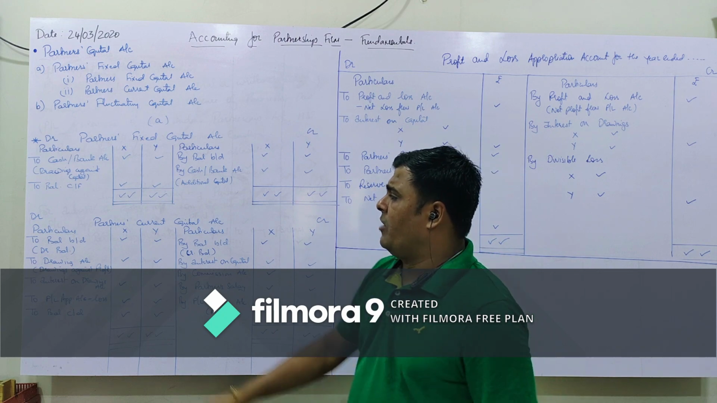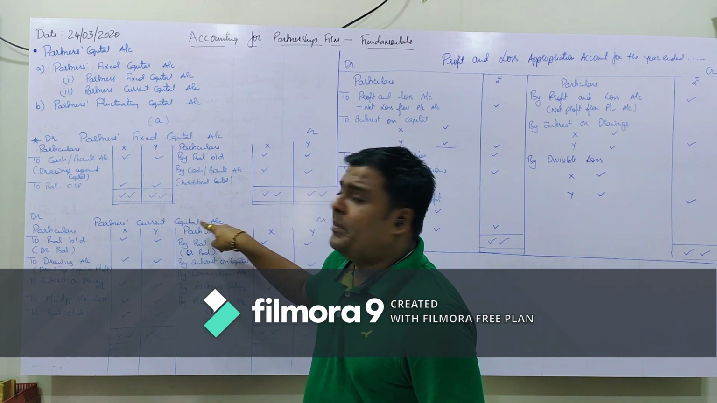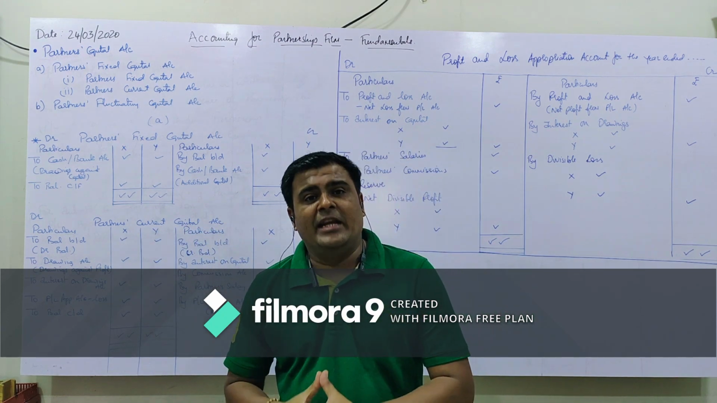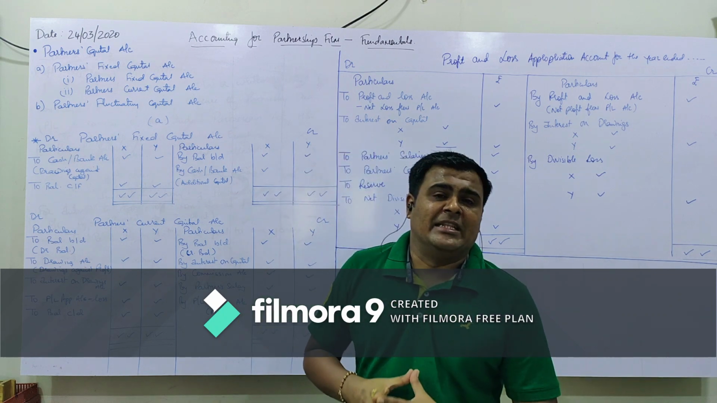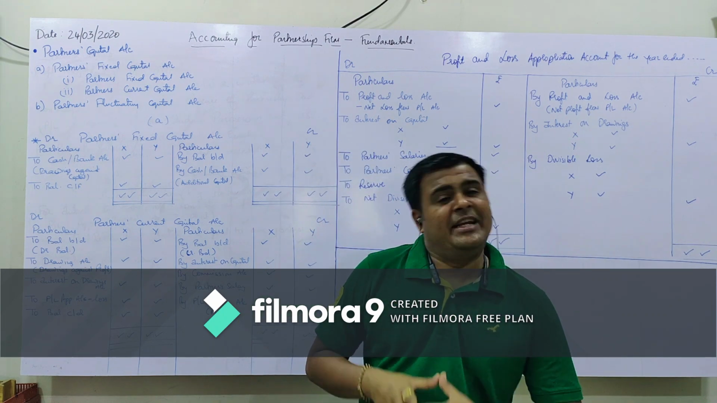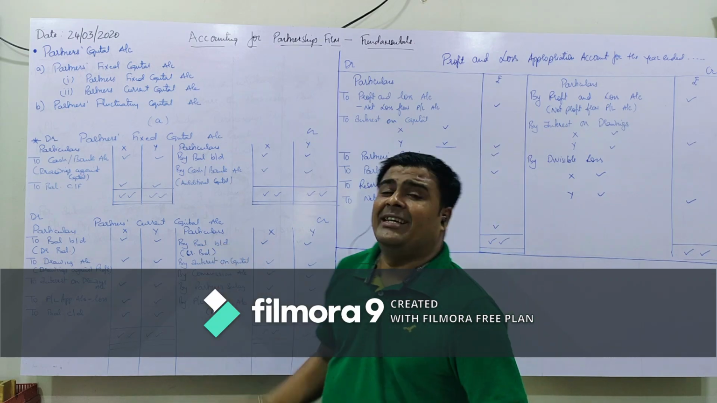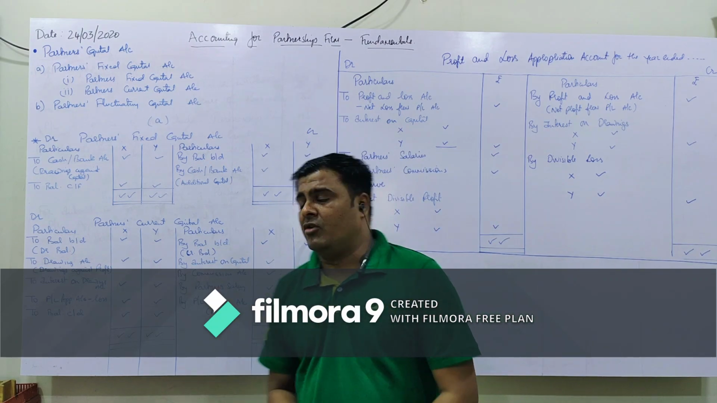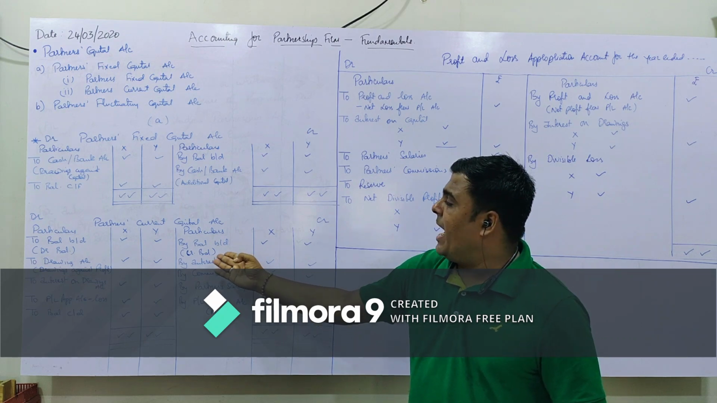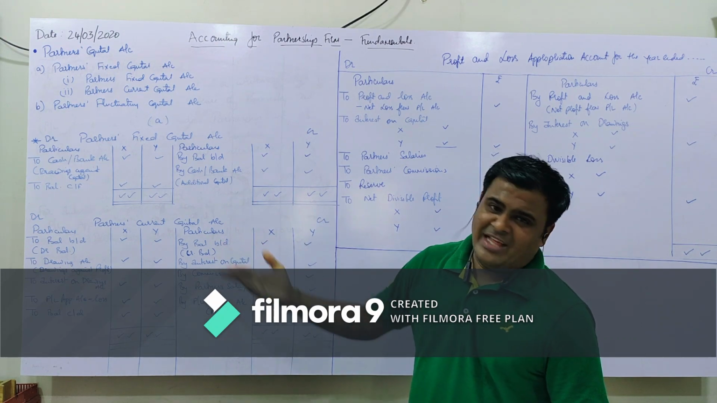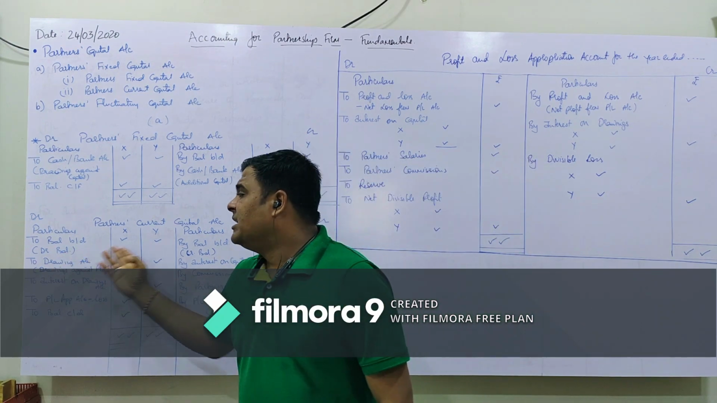The other format is the partner's current capital account. We need to find in the question the current balance of the partner's capital account. It can be a debit balance or a credit balance. If there is a credit balance of the partner's current account, on the credit side it will be "By balance brought down", and if there is a debit balance, "To balance brought down".